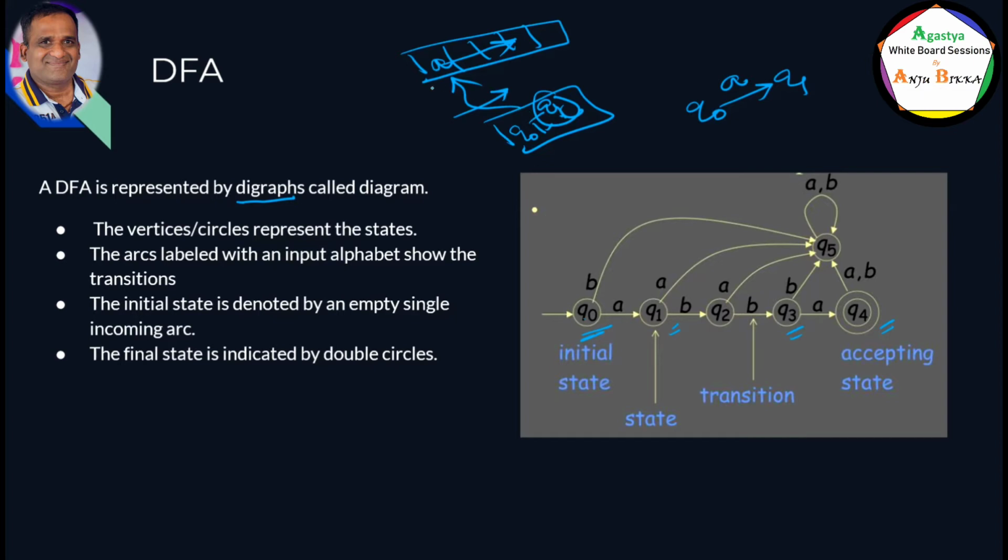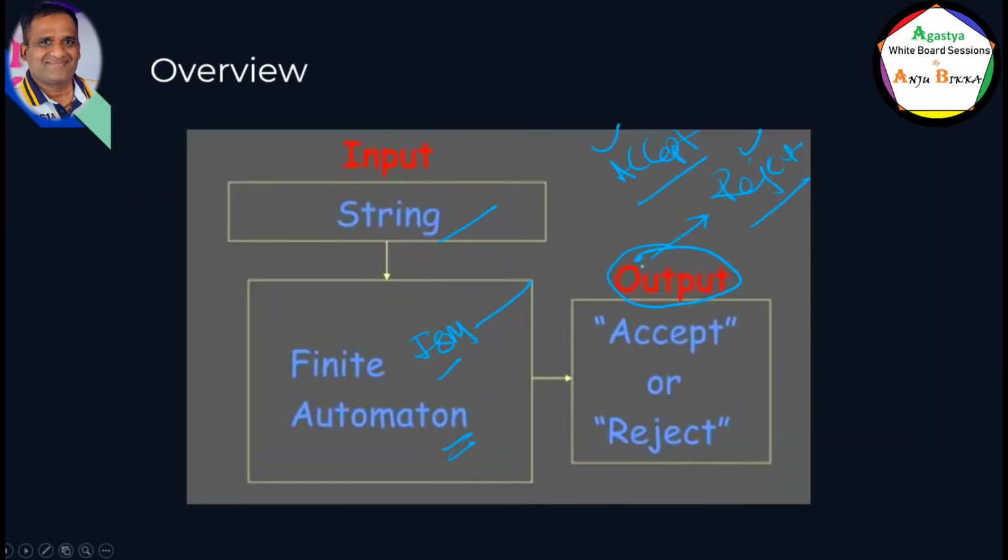Before starting to read the input, the finite control stays in one state, which is called the initial state. The notation for the initial state is an incoming edge. Now we represent the final states with double circles. Previously we discussed that when the end of the string is reached and the finite state machine ends in a final state, the input is accepted. If it ends in a non-final state, it is rejected.